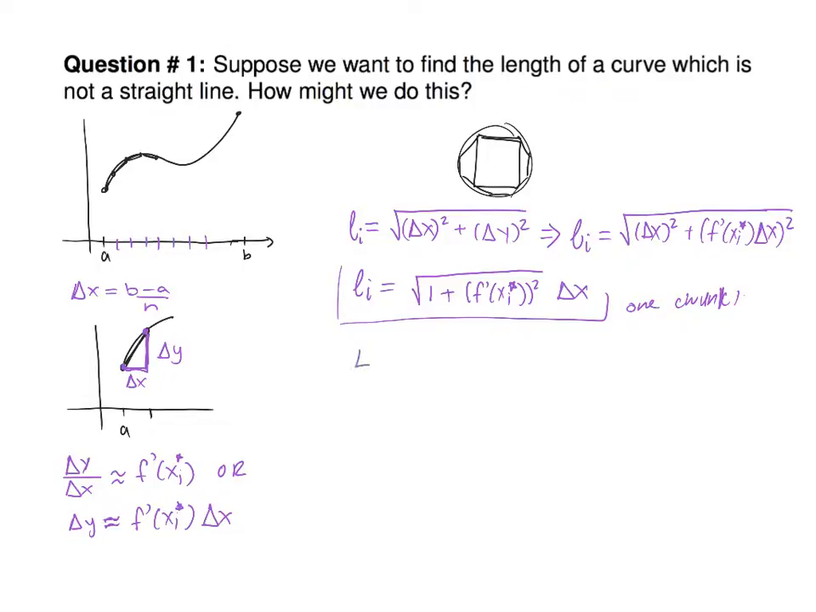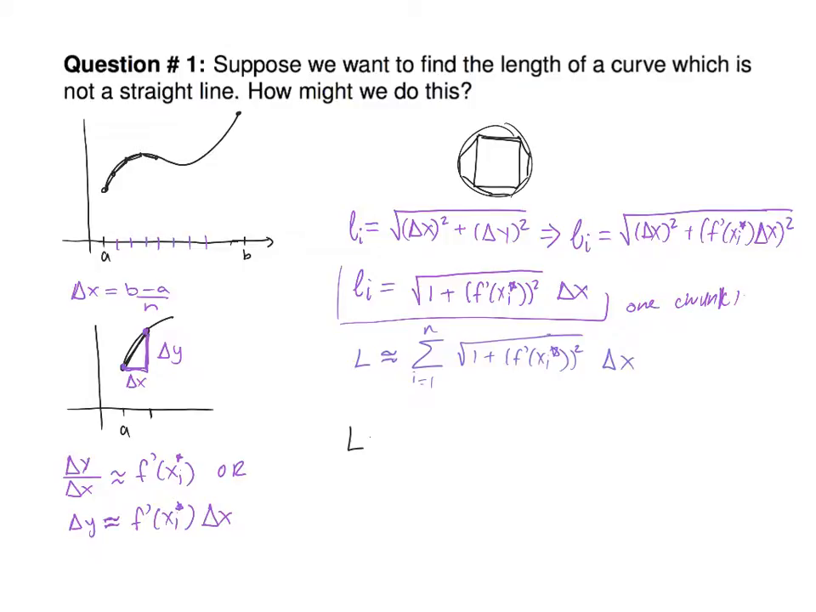Okay, so the total length would equal a sum of all these pieces, right? And I should probably say approximately there, because it's not exact. That's an estimation. How do you make it exact? You take a limit as the number of pieces goes to infinity, and this becomes an integral.